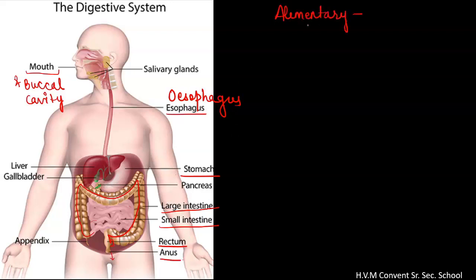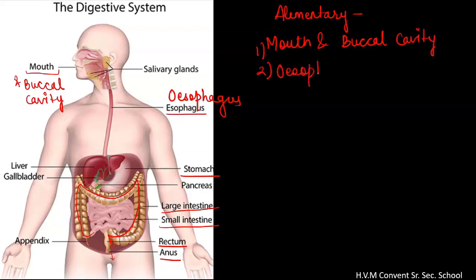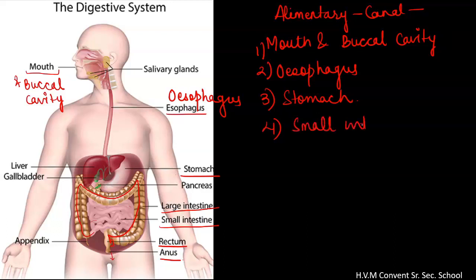So our alimentary canal is composed of first the mouth and buccal cavity. Then it is the esophagus. The second part of the alimentary canal is the esophagus, and the third part is the stomach. Followed by the stomach, the small intestine is present, and followed by the small intestine, the large intestine is present.